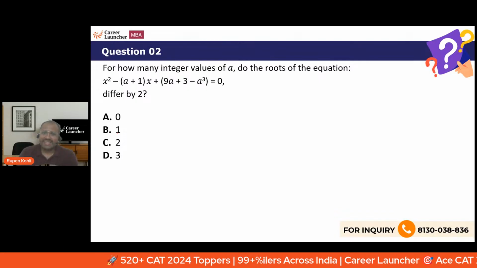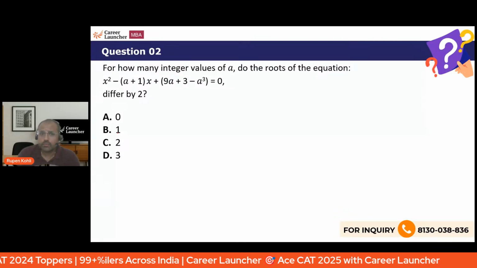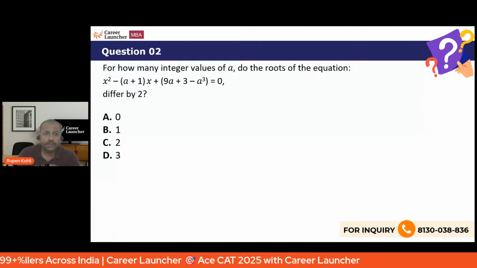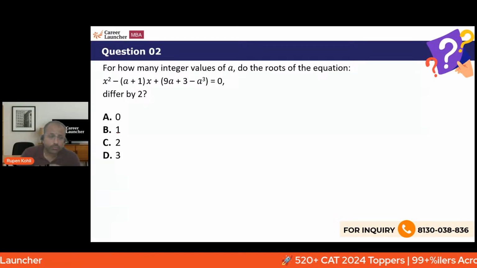For how many integer values of a do the roots of the equation x square minus (a plus 1)x plus 9a plus 3 minus a cube equals 0 differ by 2?